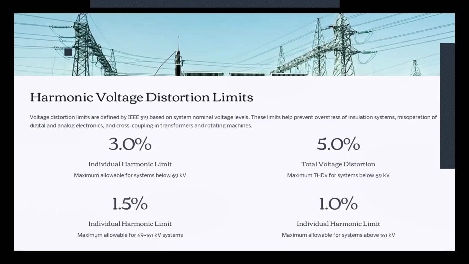Now, besides the current, we also have some limitation for harmonic voltage distortion, which basically sets limits on how much voltage distortion caused by the harmonics is allowed in the power system, so it could protect the equipment and make sure that we have a reliable operation. These voltage distortion limits depend on the system's nominal voltage level, which means the voltage rating of the power system affects how strict the limits are.